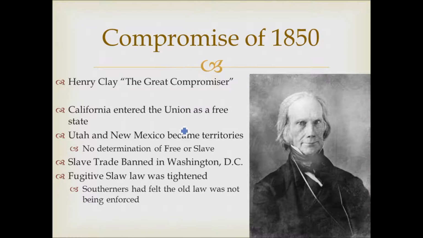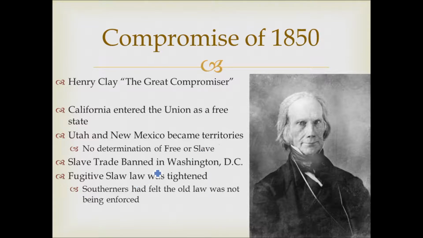California enters the Union as a free state in 1850. At this time also, Utah and New Mexico become territories, and there's no determination of free or slave going on here. The reason that's important is because Texas claimed parts of Utah and New Mexico as a part of their original boundary, and that's kind of an issue of tension as far as free or slave. But at this time, Utah and New Mexico are incorporated as territories, and there's no determination on their fate as free or slave as of yet.